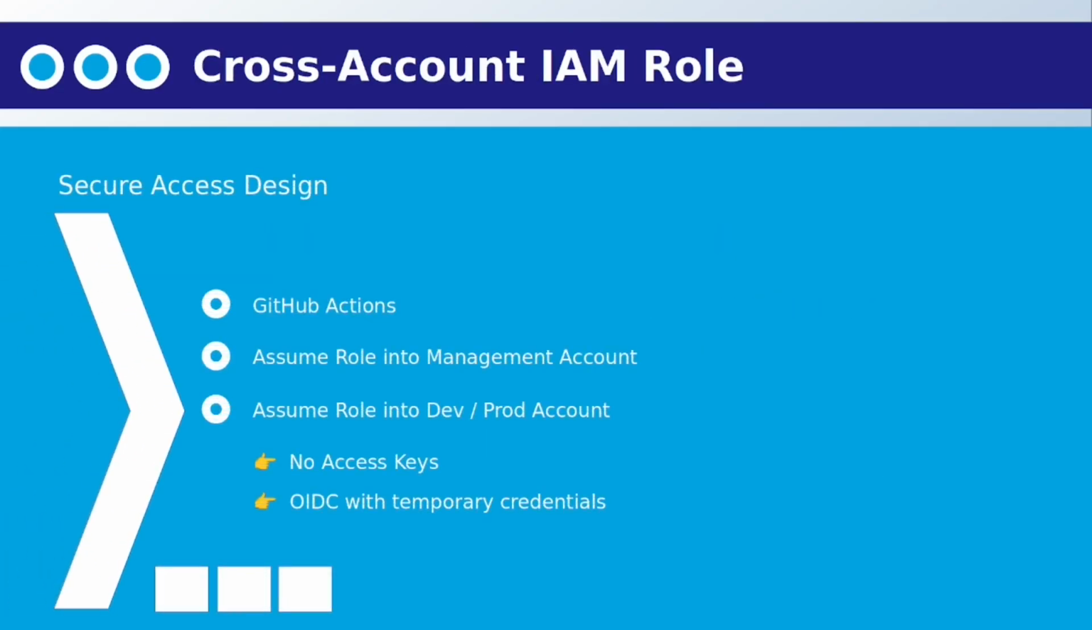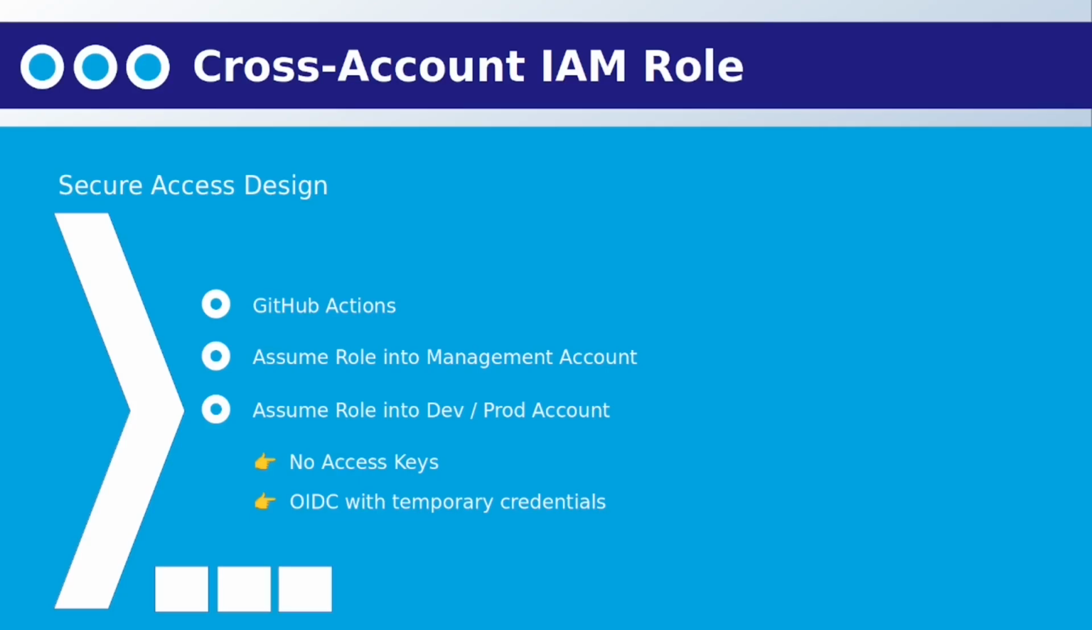Cross-account IAM role. Now, how does GitHub Actions access AWS? We do not use access keys. Access keys are long-lived credentials. They are risky. Instead, we use OIDC. OIDC allows GitHub to authenticate to AWS using short-lived tokens.